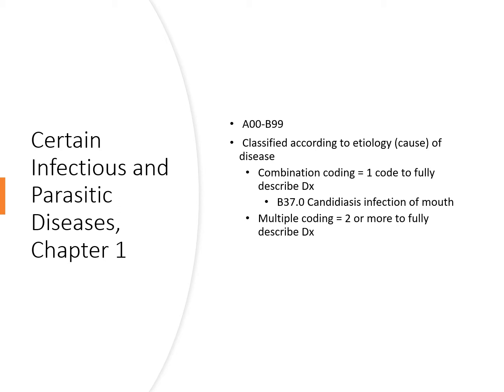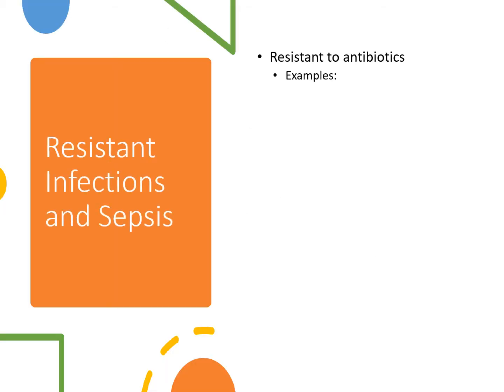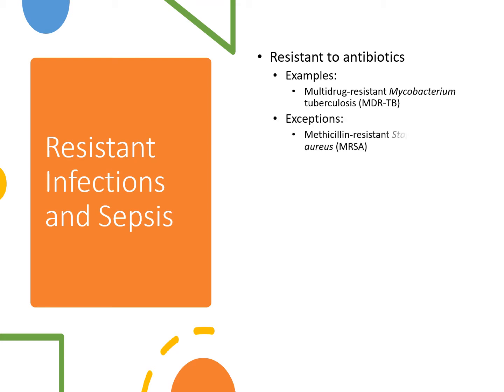Multiple coding is when 2 or more codes are necessary to describe a diagnosis. Like, for example, N39.0, and you would need to use B96.2, E. coli, to fully describe this particular infection. Resistant infections and sepsis. An example of that is multi-drug resistance. Mycobacterium tuberculosis, for example, is resistant to antibiotics. There are some exceptions. MRSA is an exception.